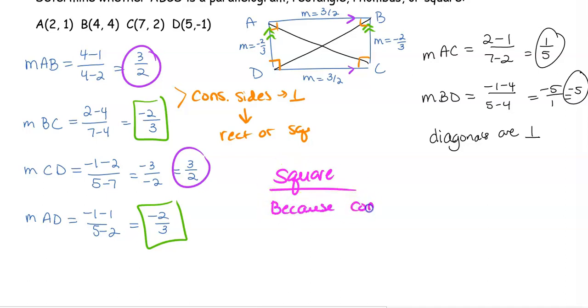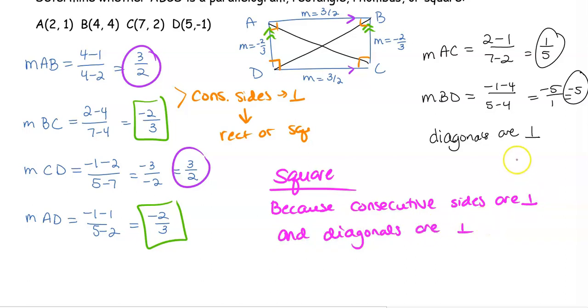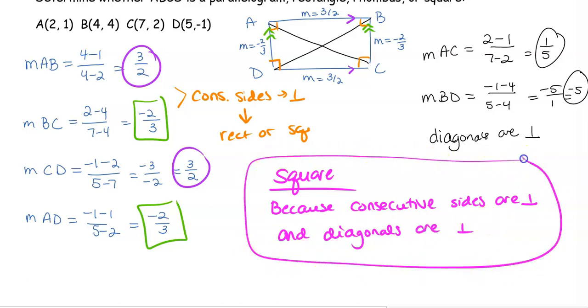because consecutive sides are perpendicular and diagonals are perpendicular. Each step along the way is going to help you eliminate options. So the sides eliminate the parallelogram and the rhombus because my consecutive sides were perpendicular. That limited me down to a rectangle or square. Then the diagonals will narrow it down from two choices to one.